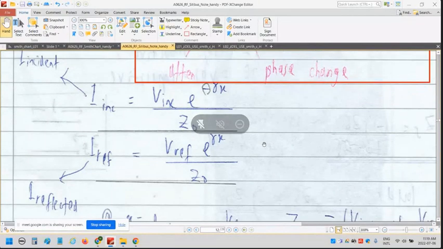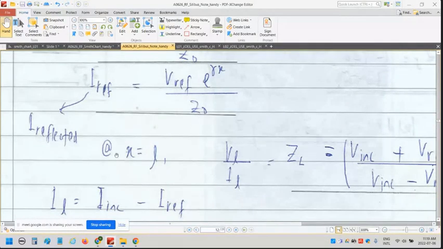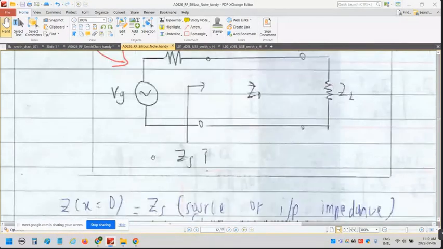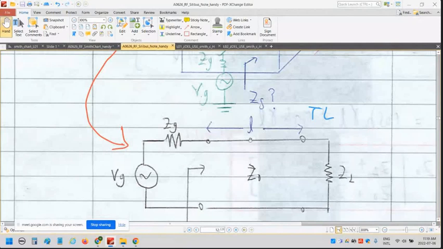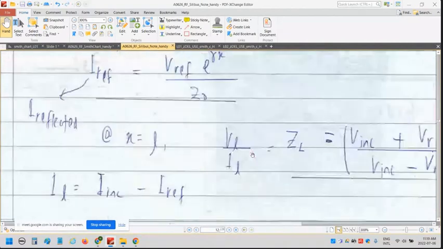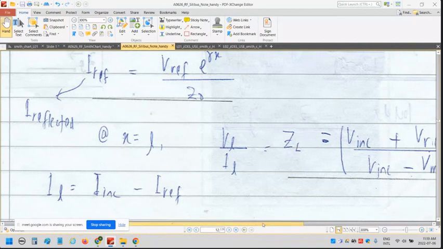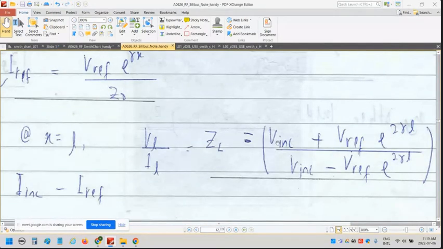For x equal to L, where is this one? Somewhere x is here, x equal to L for this point. For x equal to L, VL divided by IL, you get ZL, because this one is from Ohm's law, V equals IR. ZL is an impedance, so you just put it inside the formula.